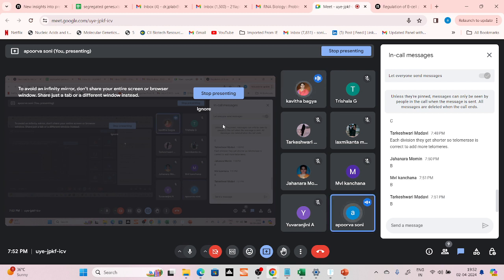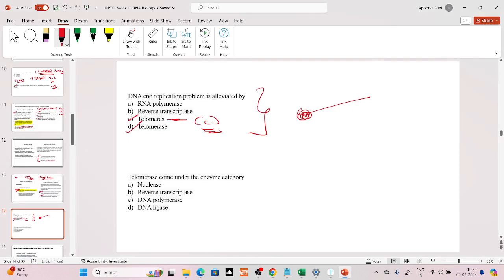Because if you're supplying telomerase enzyme, you're solving the problem for an indefinite amount of time. But if you're just adding telomeres, you're solving the problem only up to a certain number of replications. After that, again telomeres vanish. Then what will you do? Okay, that's why. Okay, thank you. So yeah, this is the question.